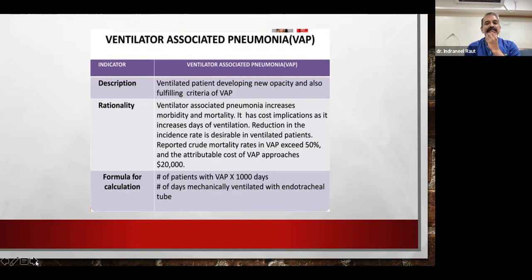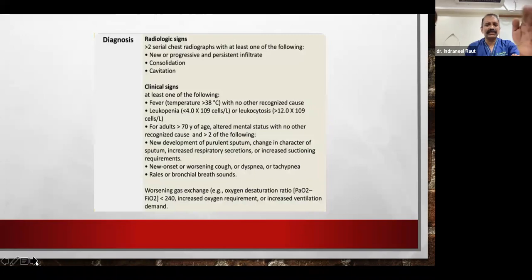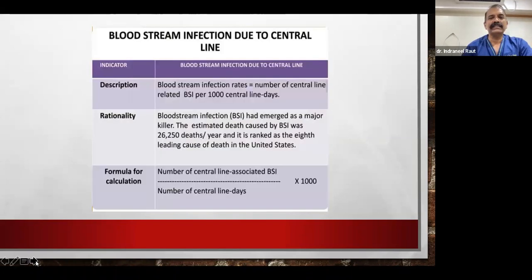The formula for calculation is patients with VAP you identify upon the per 1,000 days of mechanical ventilation. These are the signs, and all of us know that, so I don't want to go into detail of that. But remember that the surveillance definition of VAP is a little different from the clinical definitions. Go to the next slide, yeah.